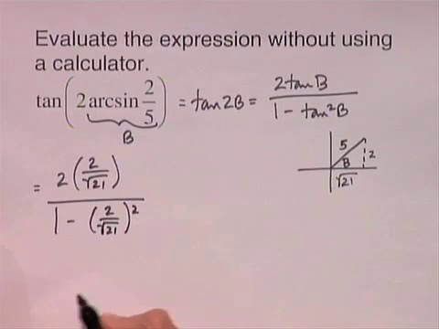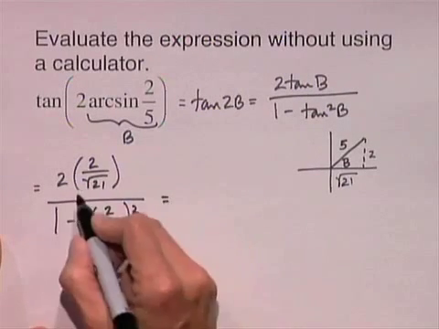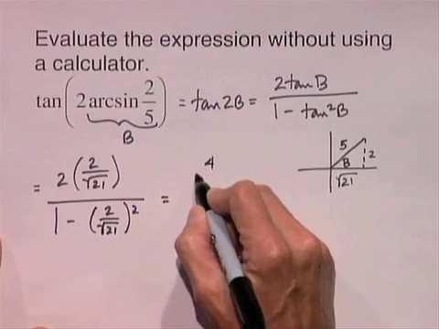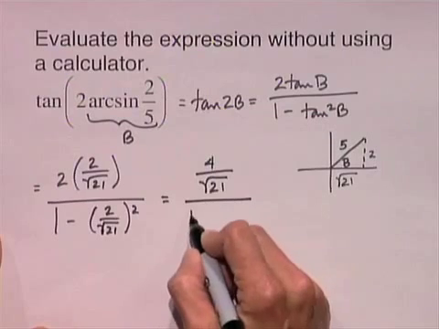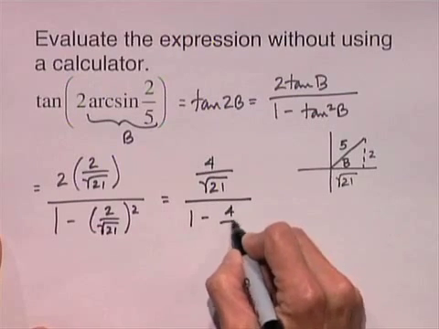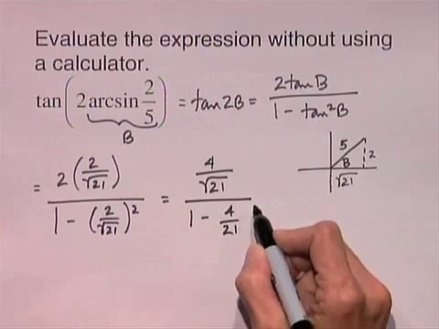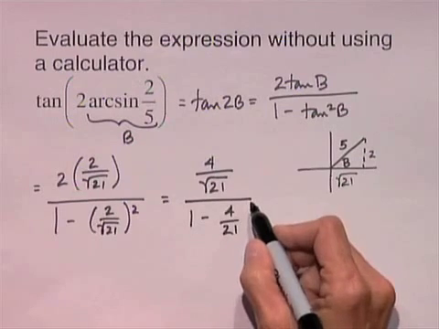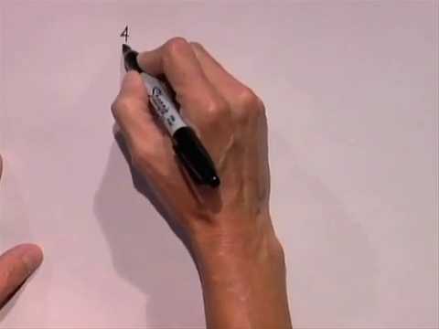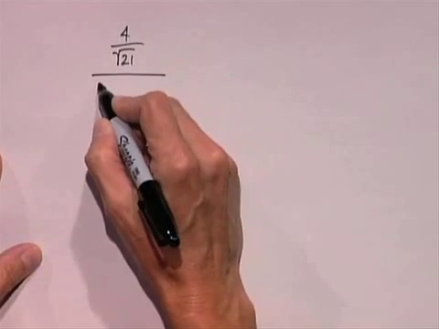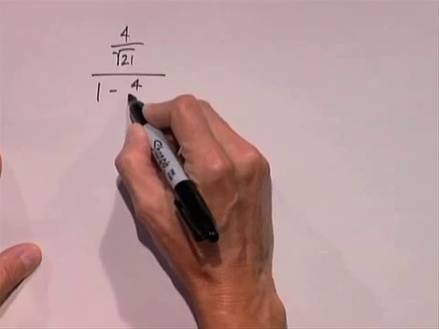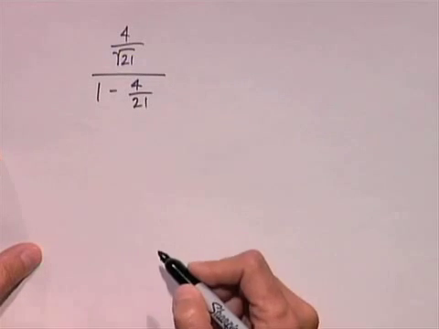And all I've got to do is simplify. Let's do a little bit of simplifying. This is 4 over the square root of 21, all over 1 minus 4 over 21. And we want to continue to simplify, but let's move to another sheet. What we have is 4 over the square root of 21 over 1 minus 4 over 21.